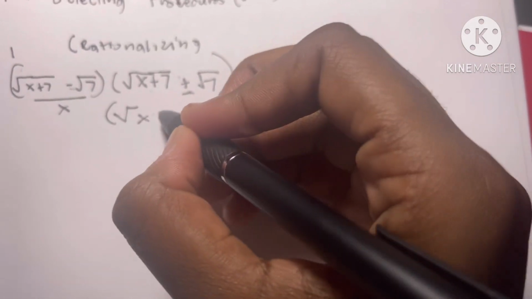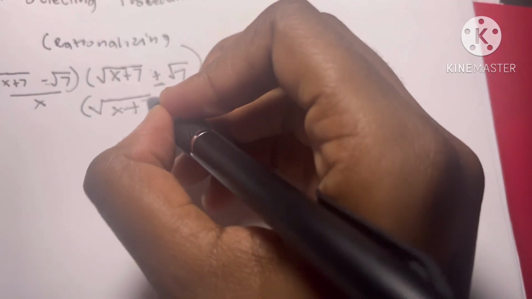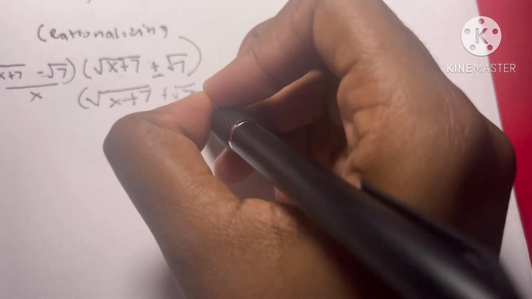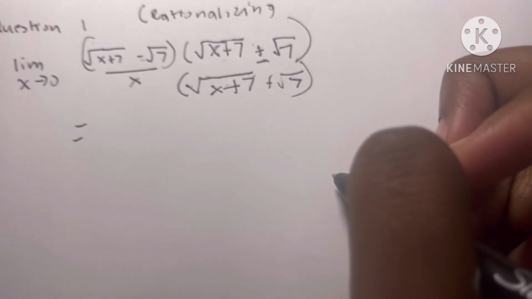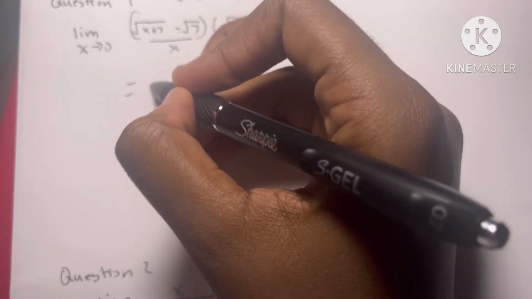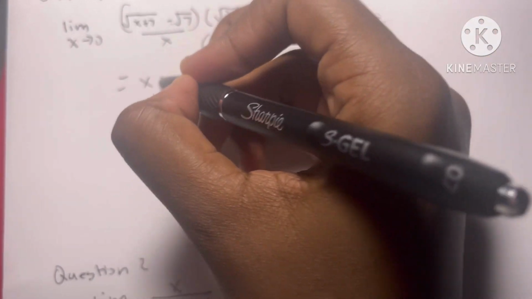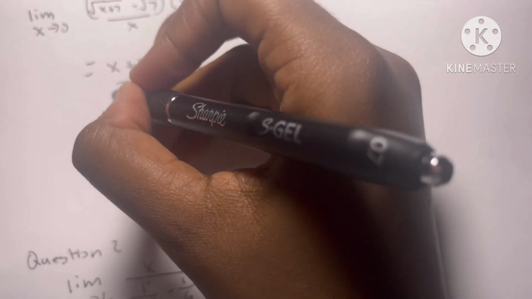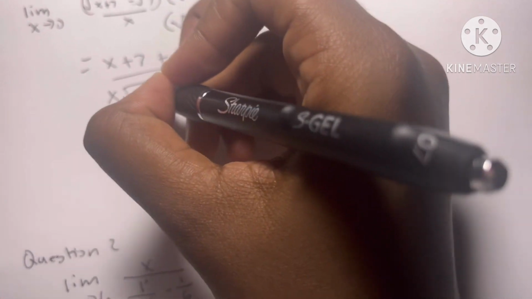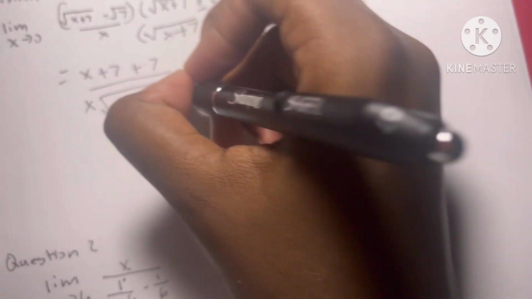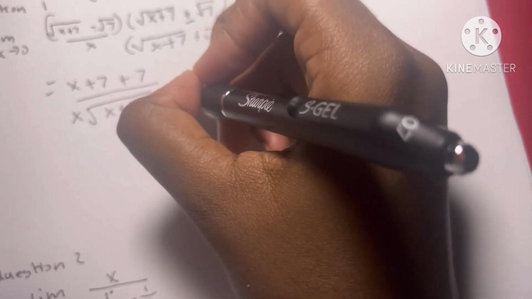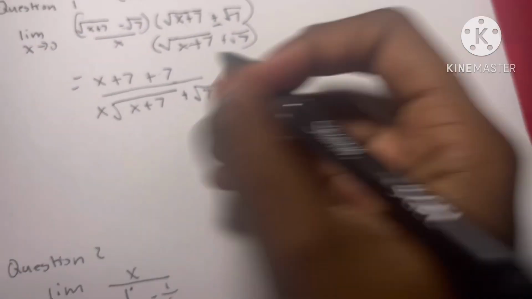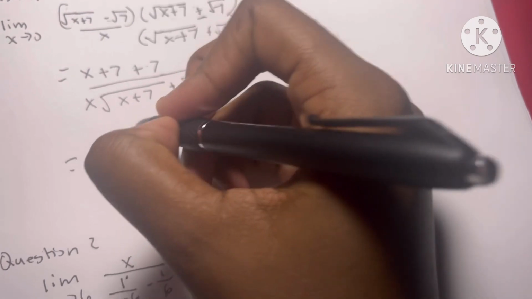And we'll do that for the bottom as well. Sorry, my handwriting is bad. But this leaves us with x plus 7 over x times the square root of x plus 7 plus the square root of 7. And that can equal x plus 14.